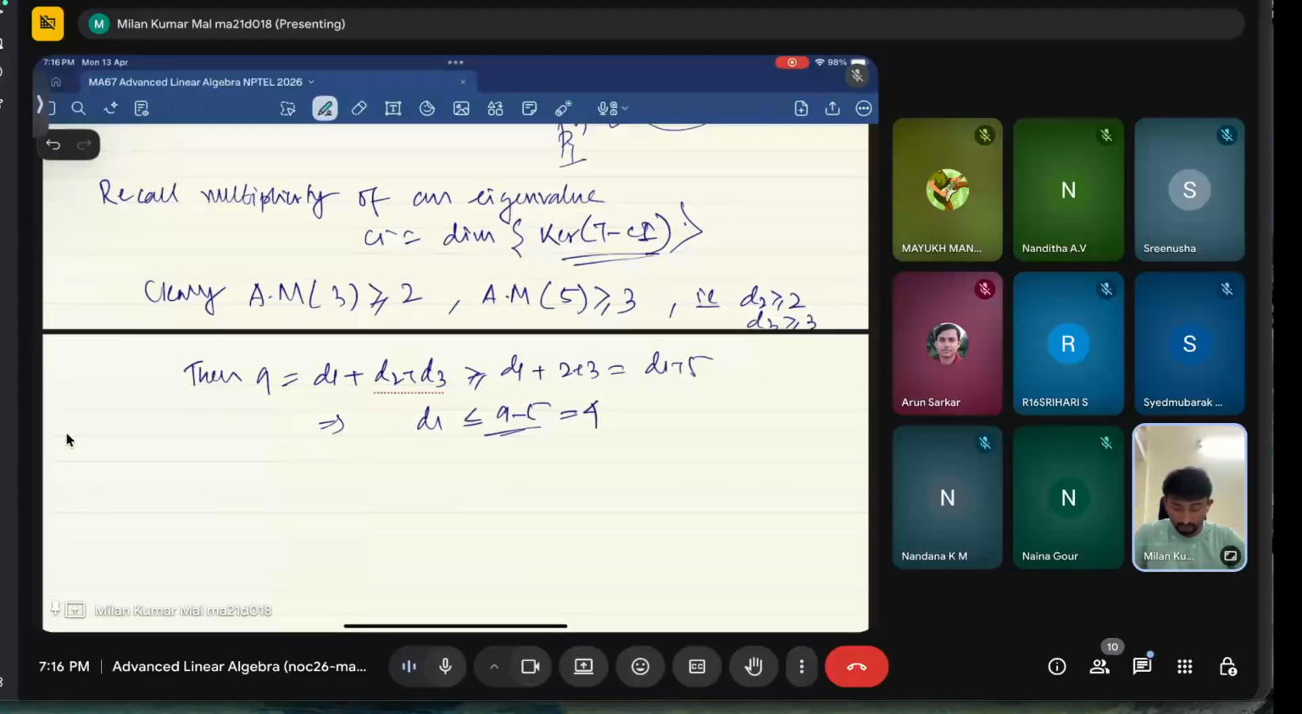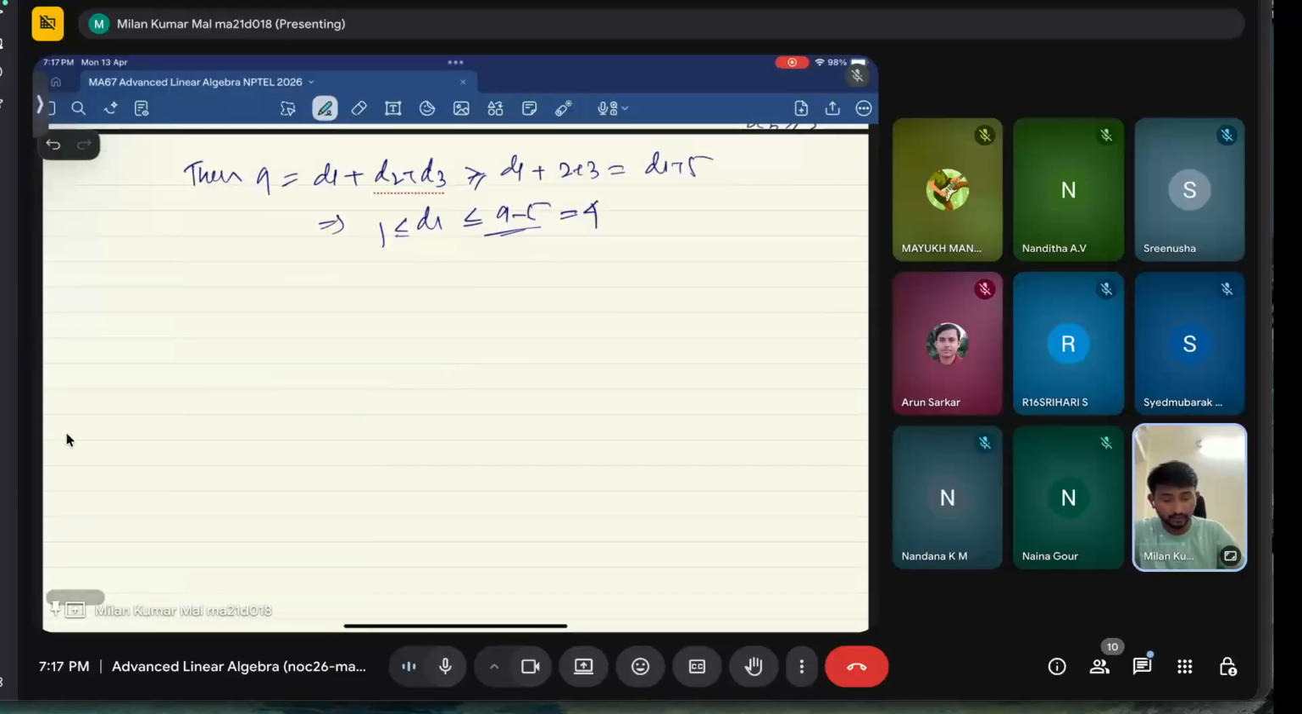So d1 has to be greater than or equal to 1, that's clear, and less than or equal to 4. But the geometric multiplicity will always be less than or equal to the algebraic multiplicity d1. So 4 can be; let me give you an example, a matrix where it is happening.